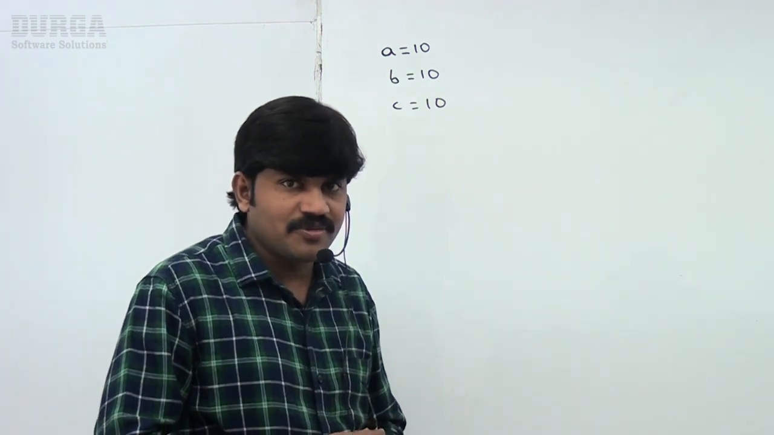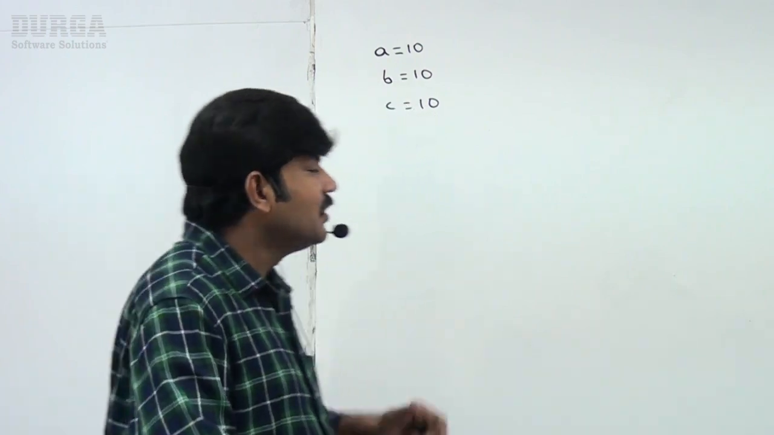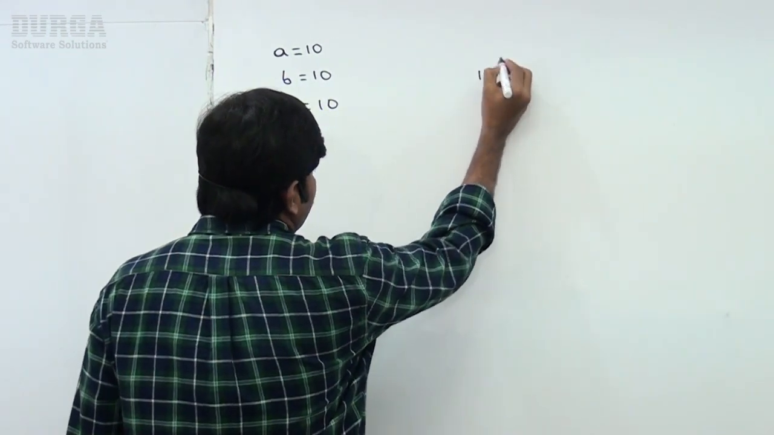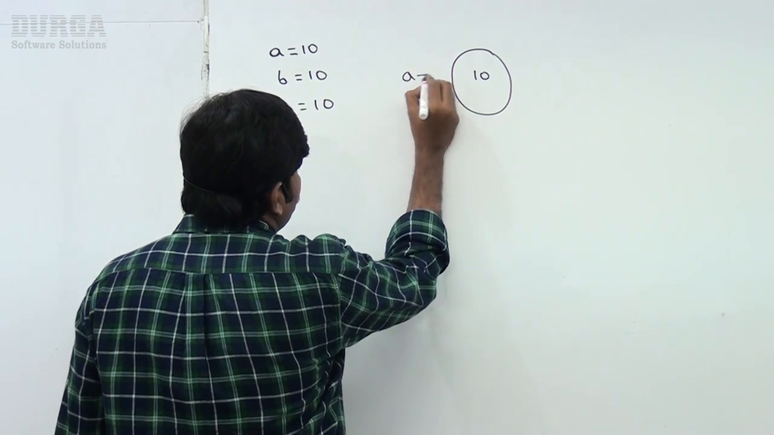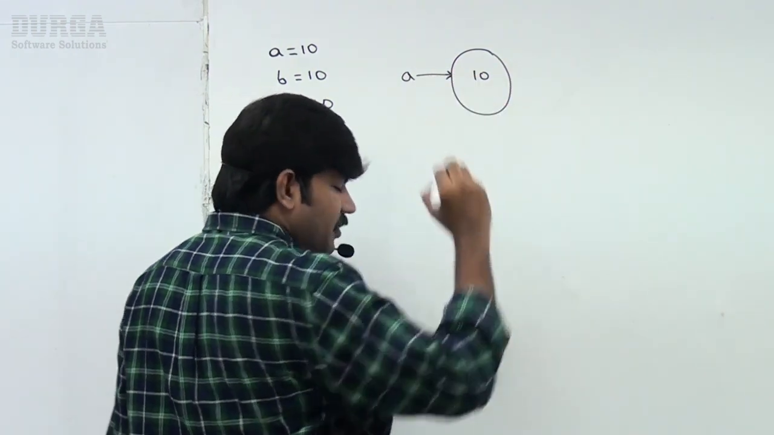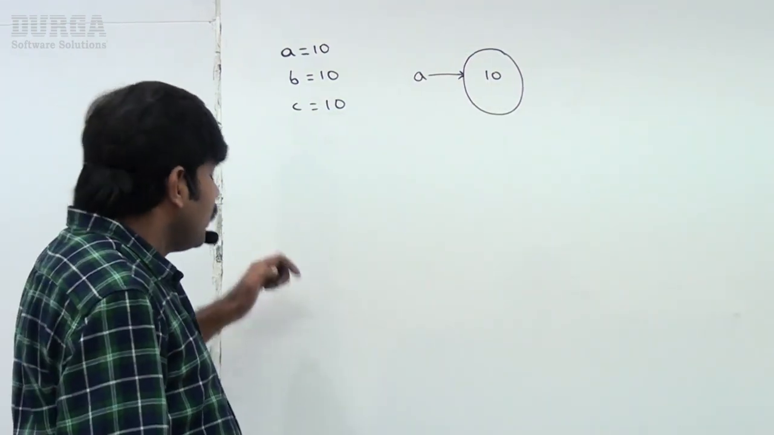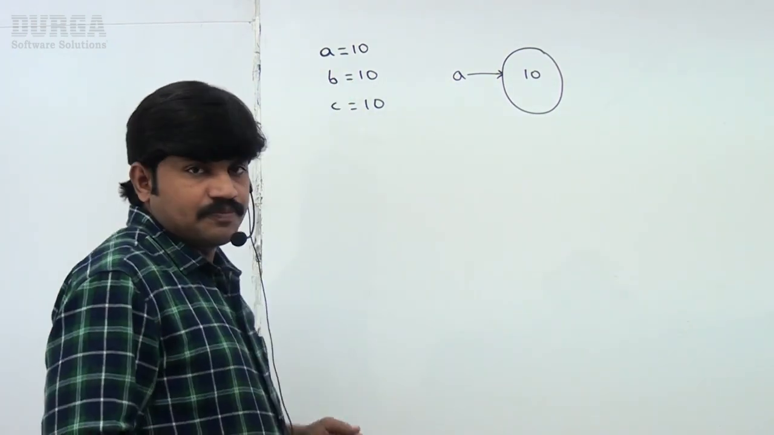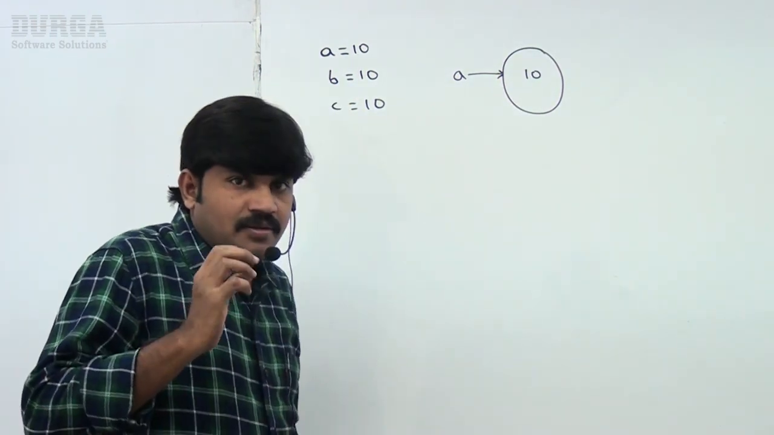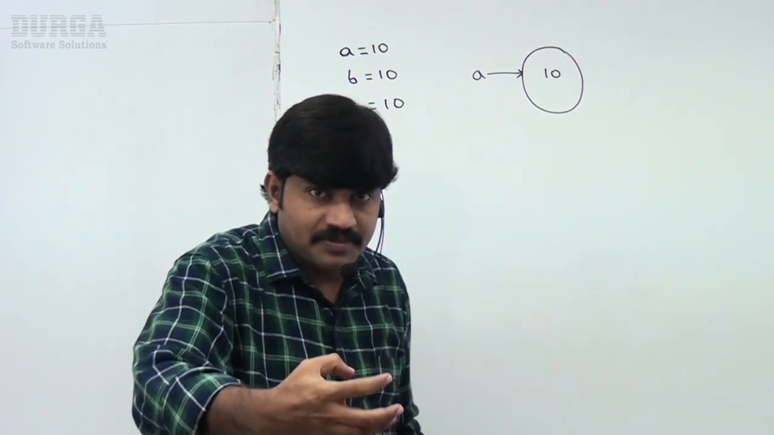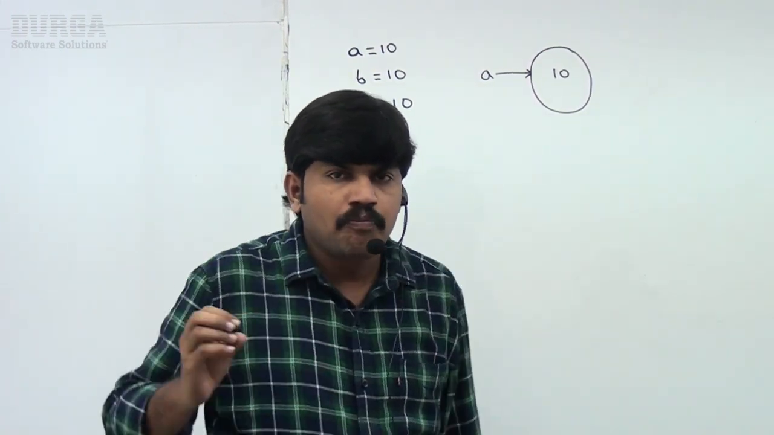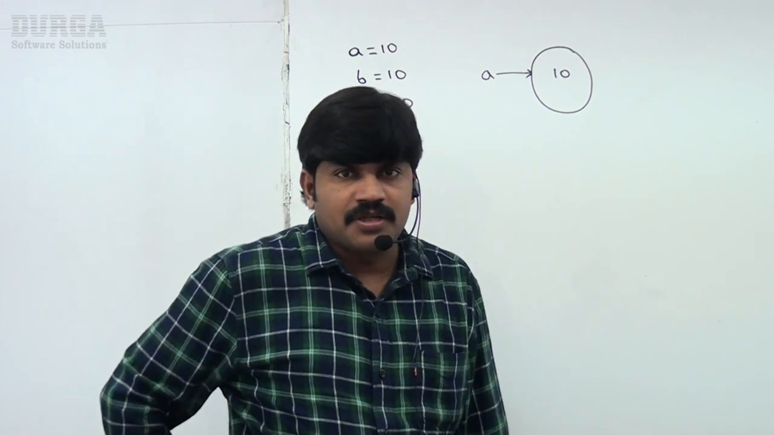Our Python virtual machine is a bit intelligent. Listen very carefully about this one. a = 10, so a refers to this object. Now b = 10. If an object is required, the Python virtual machine won't create it blindly.